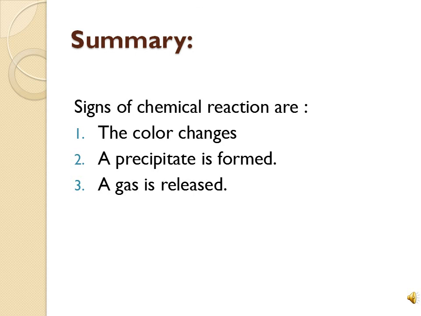From these three activities, we can conclude that the signs of a chemical reaction are the color change, a precipitate being formed, and a gas being released. So these three signs indicate that there is a chemical reaction. If I am unsure whether there is a chemical reaction or not, I check whether there is a precipitate, whether there is a change in color, meaning a new color appeared, and whether there is a release of gas. So if there is one of these signs, then surely there is a chemical reaction.